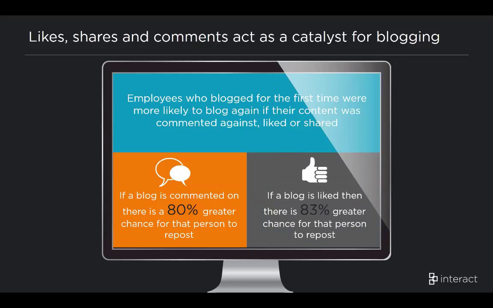And interestingly enough, if a blog just receives a like, a single click like you've all seen on Facebook, that person is 83% more likely to come back and blog again. Again, because it's that validation technique. They want to feel like they're being agreed with, or at least that their voices are being heard.